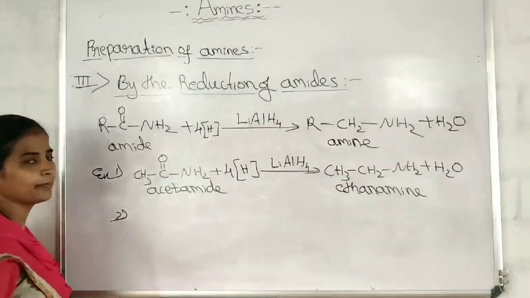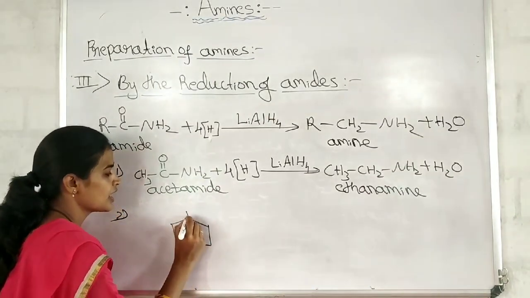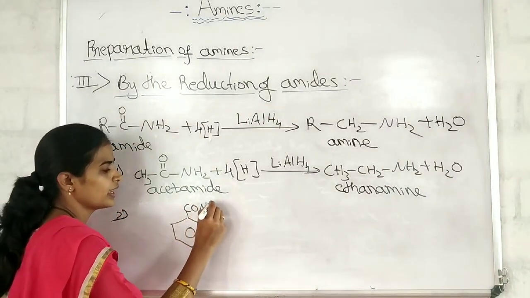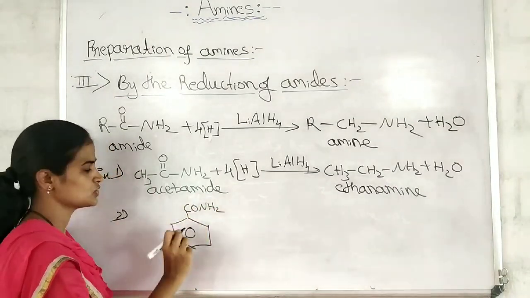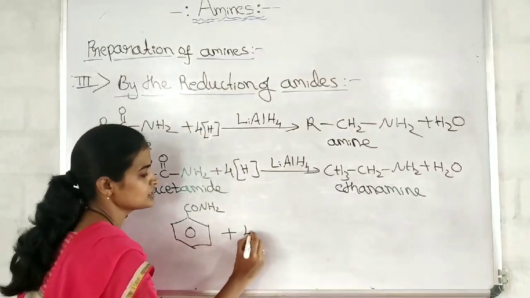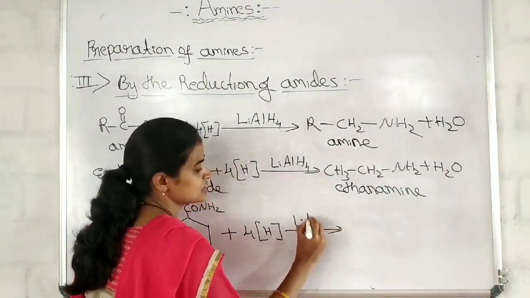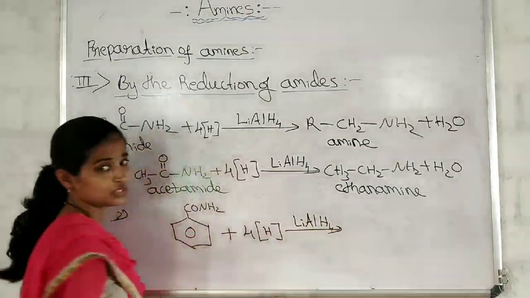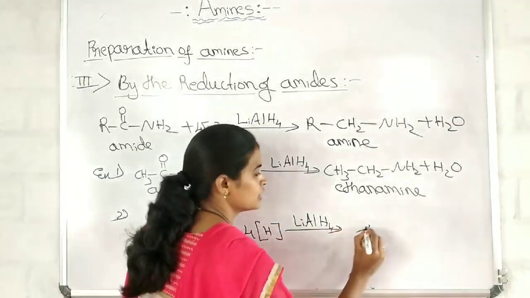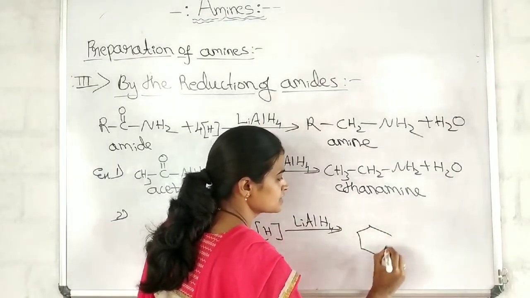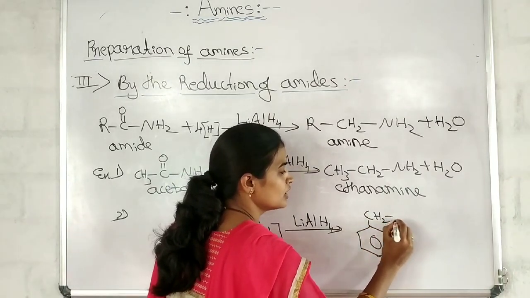Look at the second example. I'll take the benzene ring, aryl amide, C double bond O NH2. I need not write the double bond O, it is understood. CO means C double bond O. Plus 4H, in the presence of lithium aluminium hydride as a reducing agent, one of the best reducing agents. This benzene ring will be as it is. C double bond O becomes CH2 NH2.